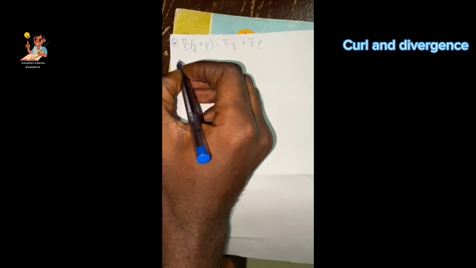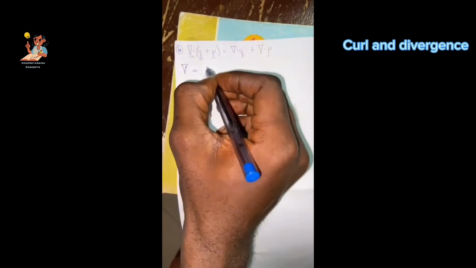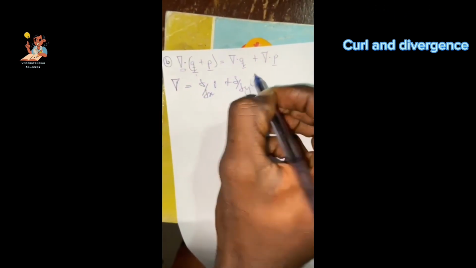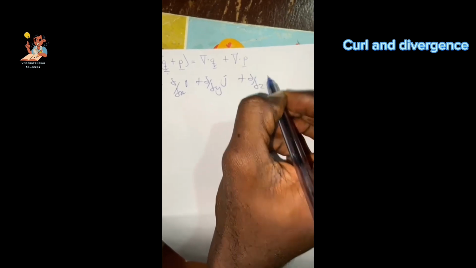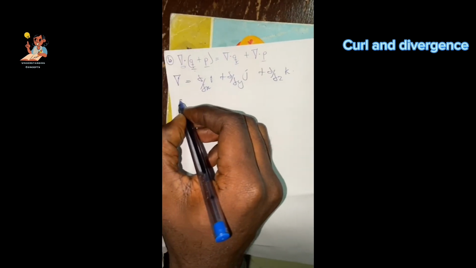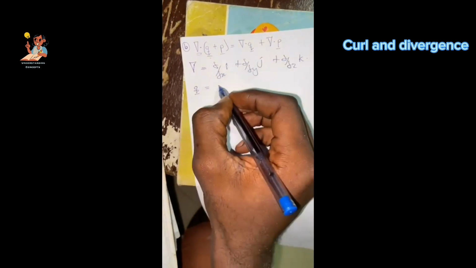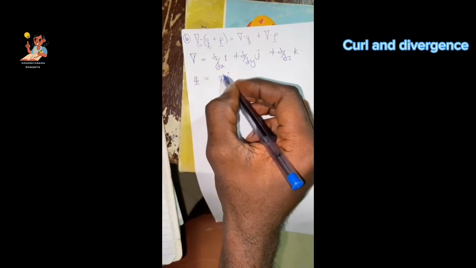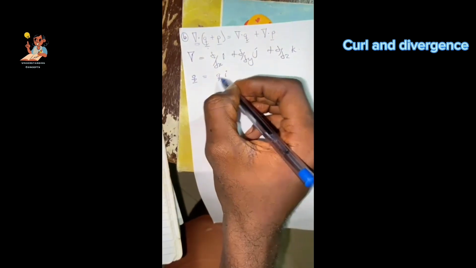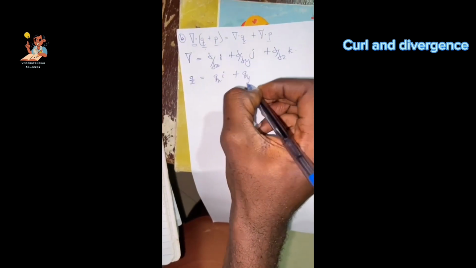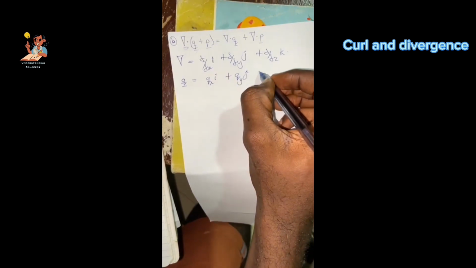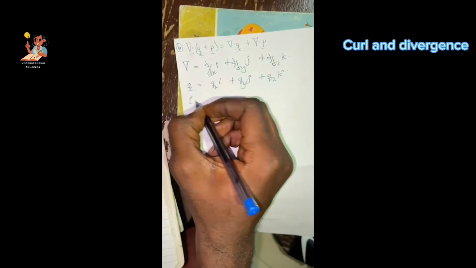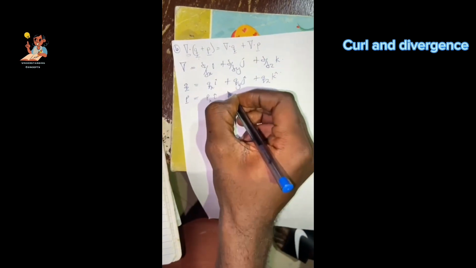Okay, so we already know that del is equal to partial d/dx of i plus partial d/dy of j plus partial d/dz of k. And then the vector field Q is equal to Qx of i, that's partial with respect to x of Q, plus Qy of j, that's partial with respect to y, plus Qz of k, partial with respect to z. And then P is equal to the same thing, we just repeat it.